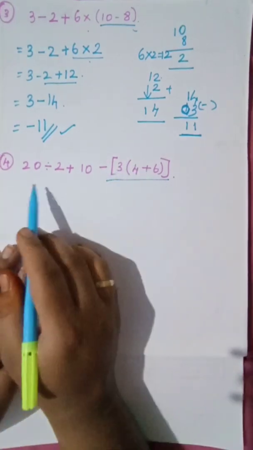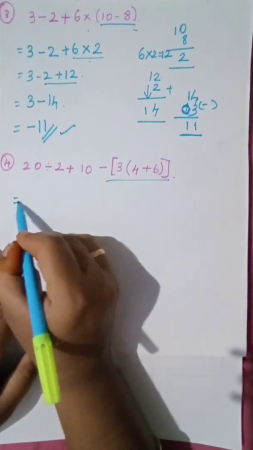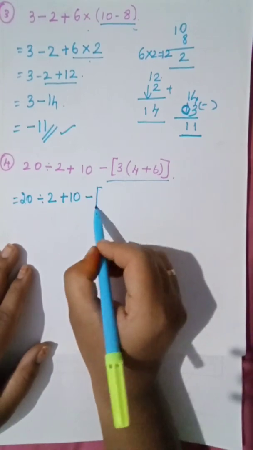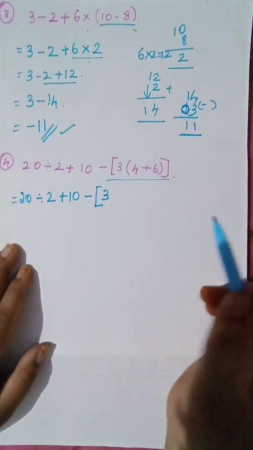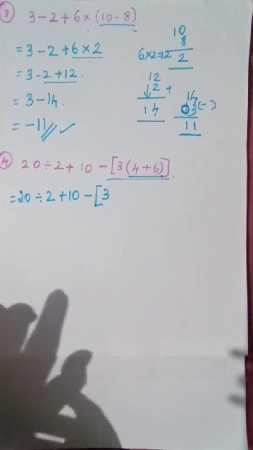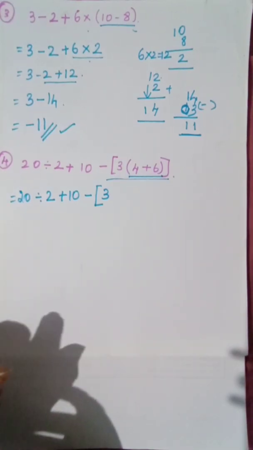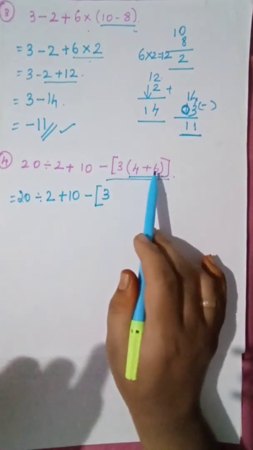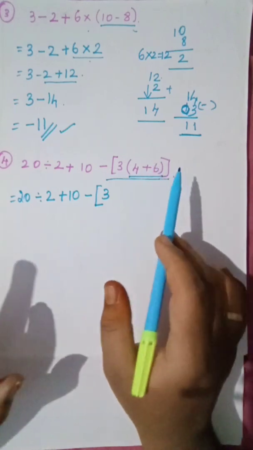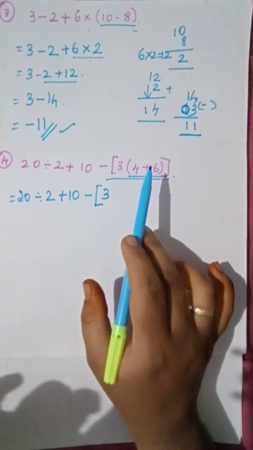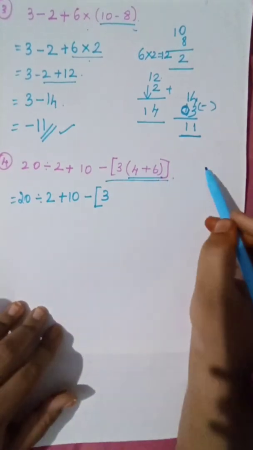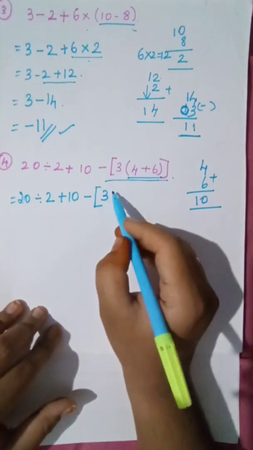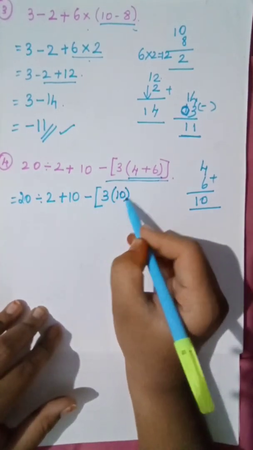Now we can write all the numbers as it is. So 20 divided by 2 plus 10 minus, open the bracket, write the 3 as it is. Then inside there is one more bracket, right? So that inside bracket we have to do first. If there is a bracket and inside that bracket there is another bracket, then the inner bracket we have to do first. So if we do the inner bracket first, 4 plus 6 is what? 10. So we have to add 4 plus 6 is 10. So we have to open the small bracket and complete it.